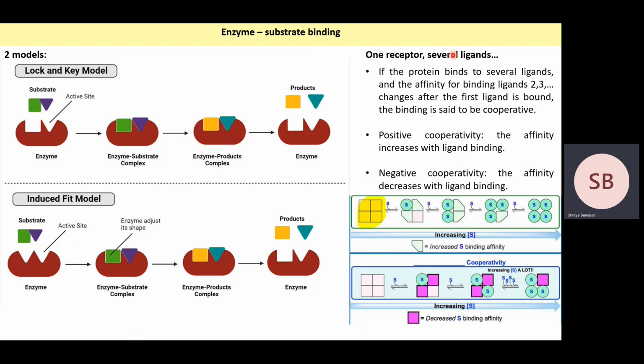Now, one receptor can have several ligands. That is, it can bind to several ligands. Now, if the protein binds to several ligands and the affinity for binding ligands 2, 3 changes after ligand 1 is bound, then the binding is said to be cooperative. Now, if it happens that after binding of the first ligand, the affinity for the ligands 2, 3 increases, then it is called positive cooperativity. And if it happens that after binding of the first ligand, the binding affinity of the second, third, fourth ligands decreases, then it is called negative cooperativity.